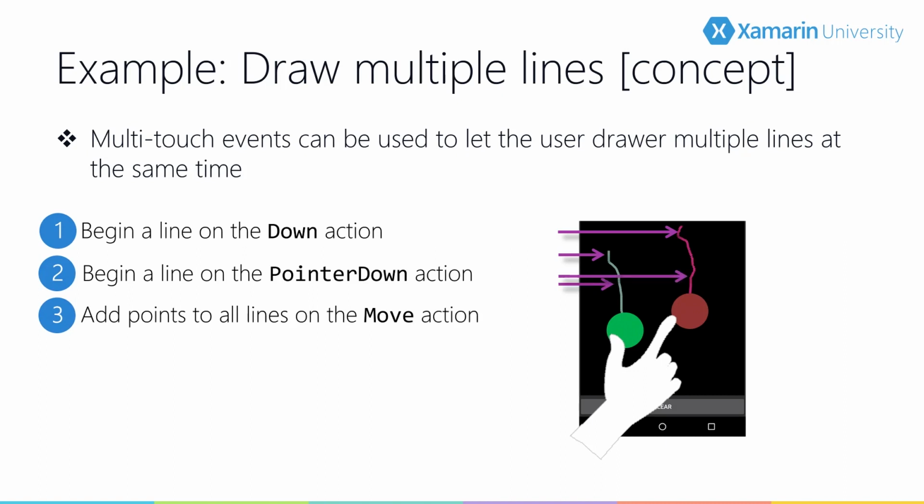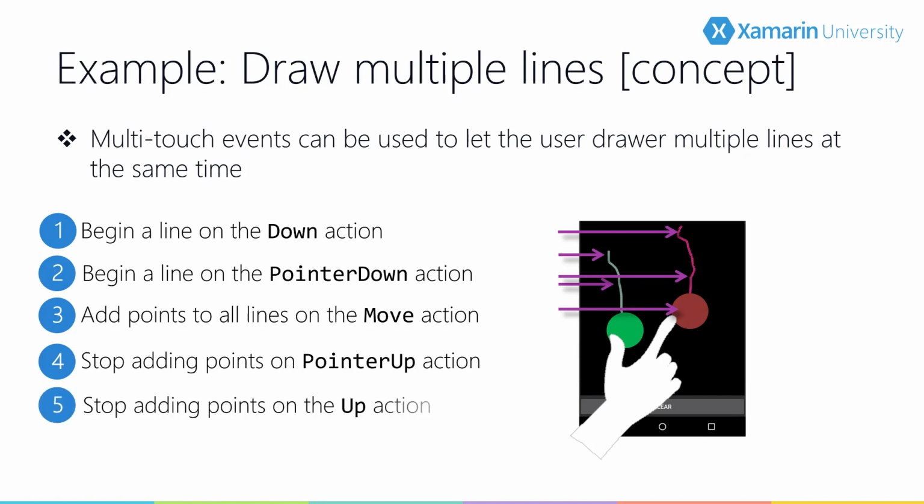On the move actions, you need to add a new point to each of the current lines. Remember, the moves are batched, so you get one move notification even though all the fingers might have moved. You need to loop through all of the active records and add the point to the corresponding line. When a non-primary finger leaves the screen, you need to stop adding points to the corresponding line. And then when the primary finger leaves the screen, you need to stop adding points to the last remaining line. Notice that this means you need to handle both the pointer up and the up actions.